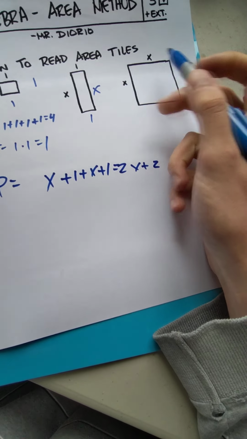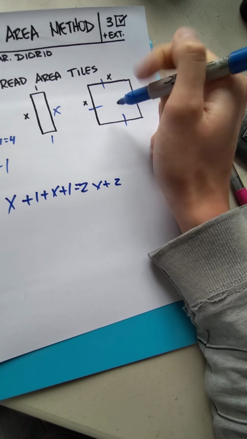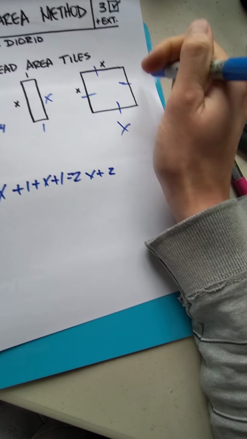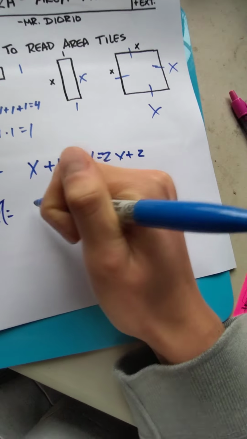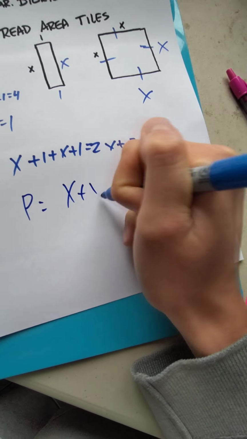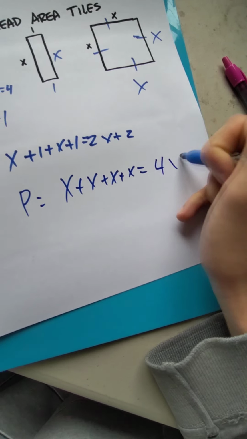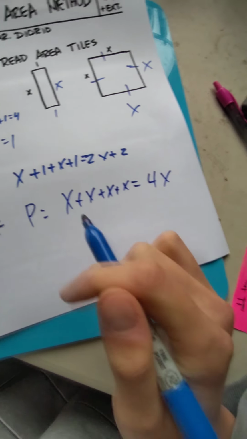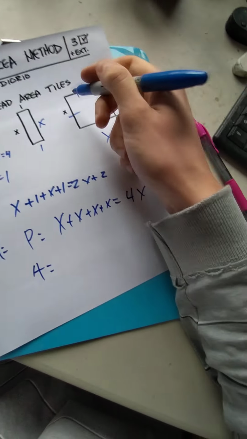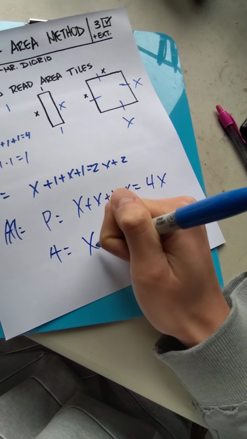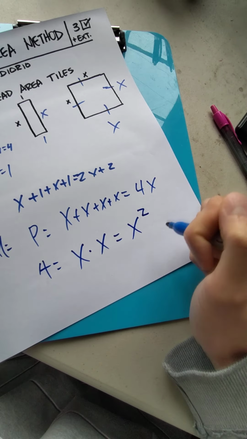For this one, since all the sides are equal, we know that this is going to be x right here. So our perimeter equals x plus x plus x plus x, which equals 4x. And the area is easy, it's length times width. So x times x equals x squared for that.